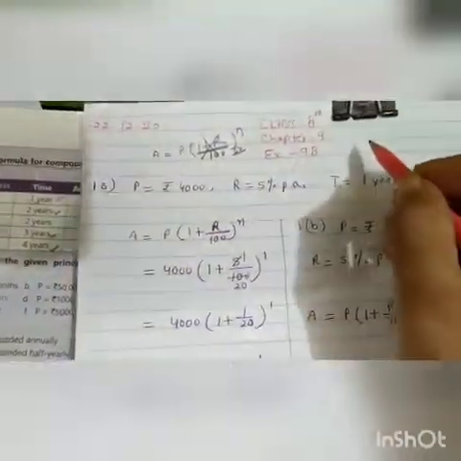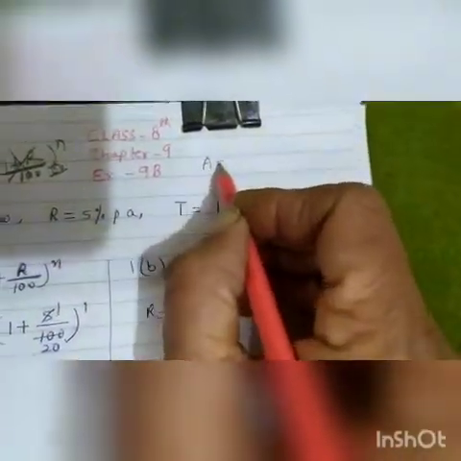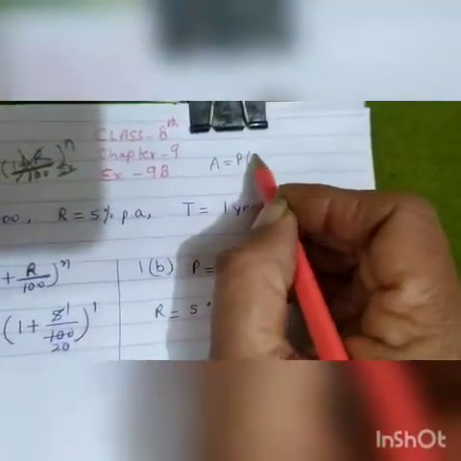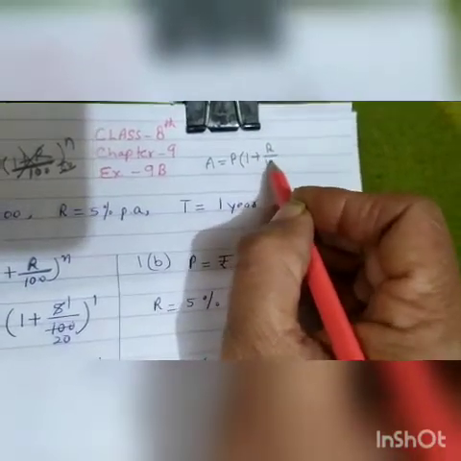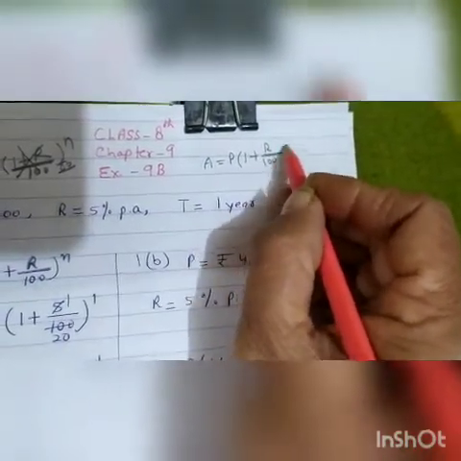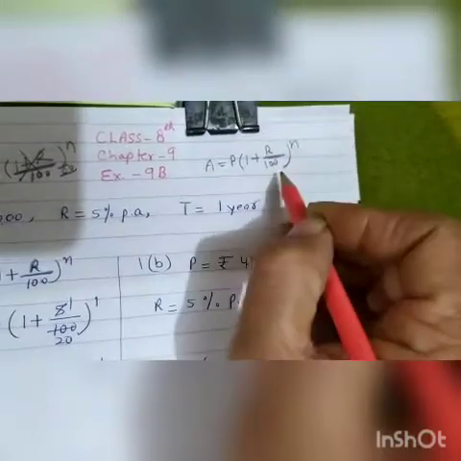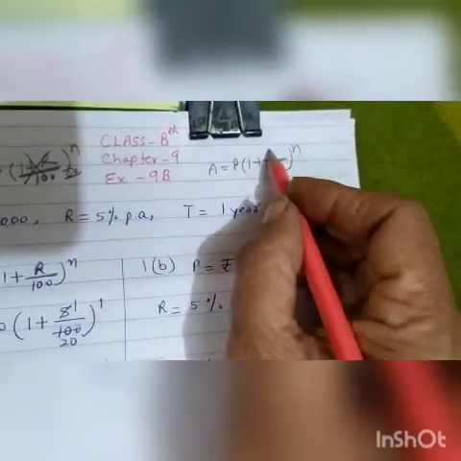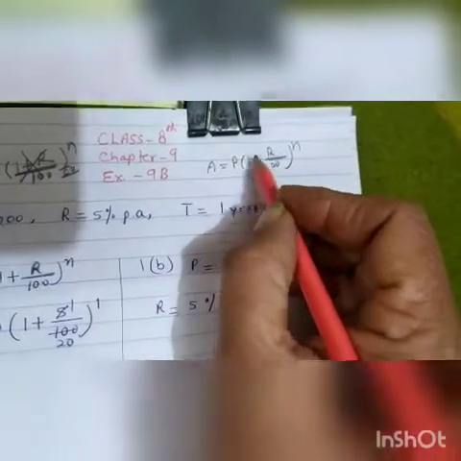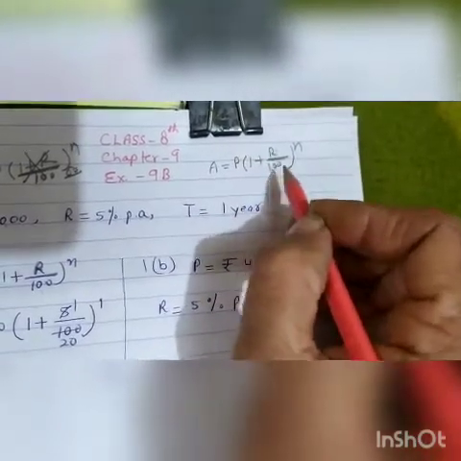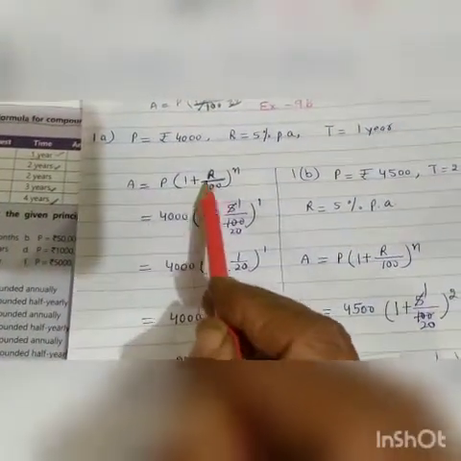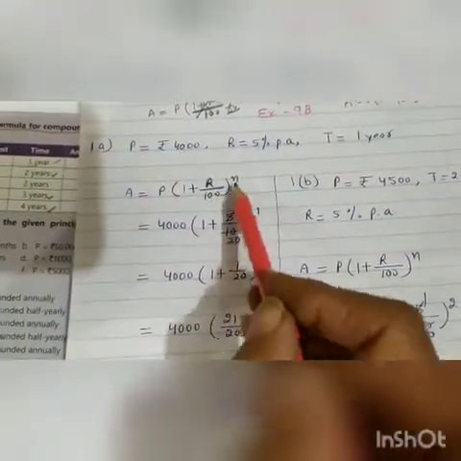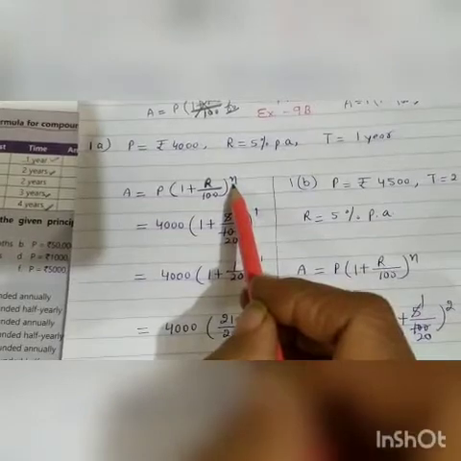You will write this formula like this. A is equal to P into 1 plus R upon 100, only R upon 100, power n, like this. This is R upon 100, not 1 plus R upon 100. Clear? So A is equal to P into 1 plus R upon 100 power n. What is n? n is time.